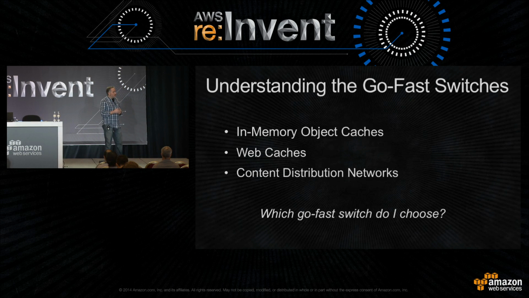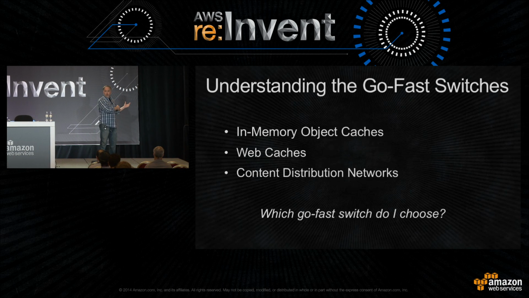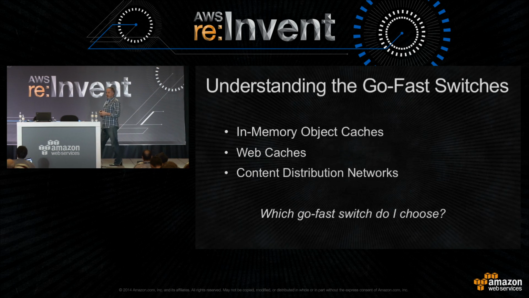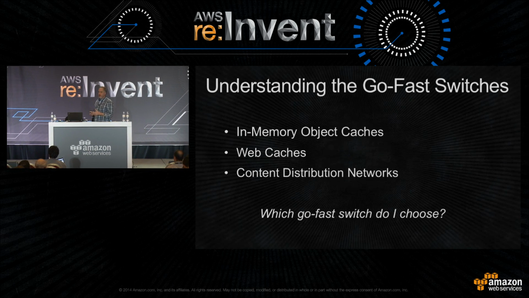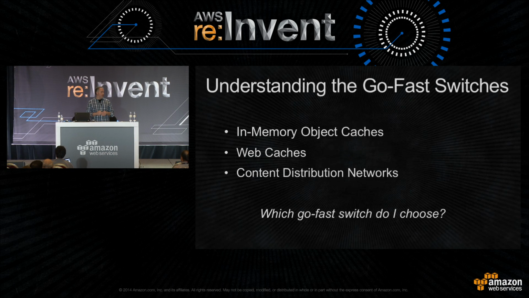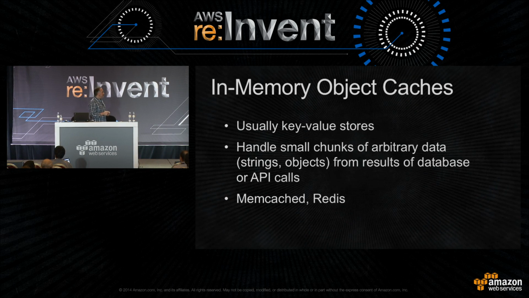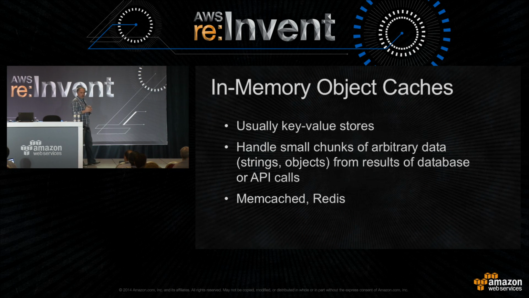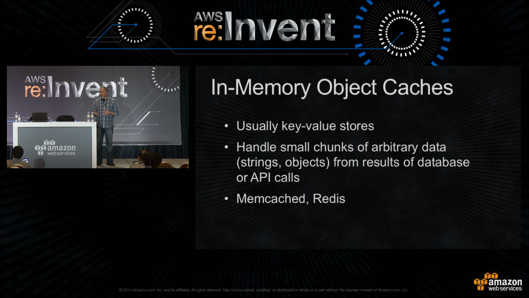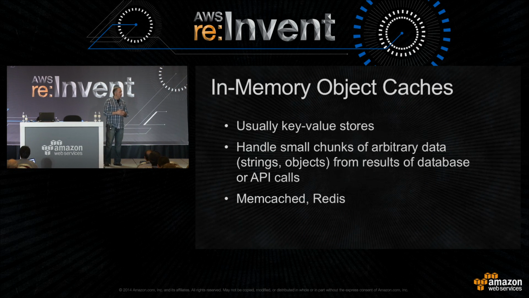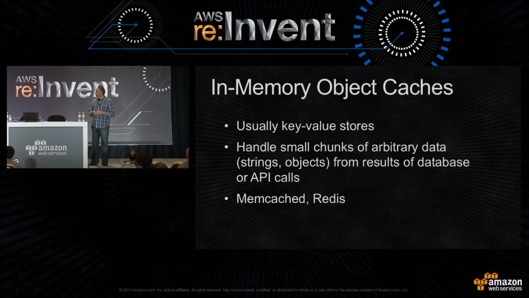Which go-fast switch should you choose? I argue there's not necessarily one that's right. Let the use case drive which go-fast switch you will choose for your web app. So to set the landscape for this conversation around web cache, and in particular Varnish, we have to understand what that landscape looks like, as I said earlier.